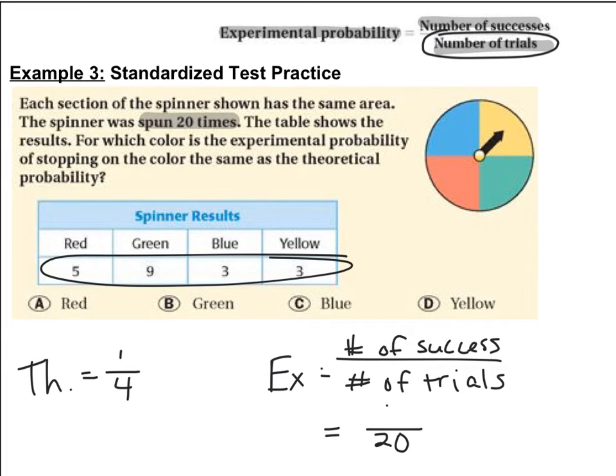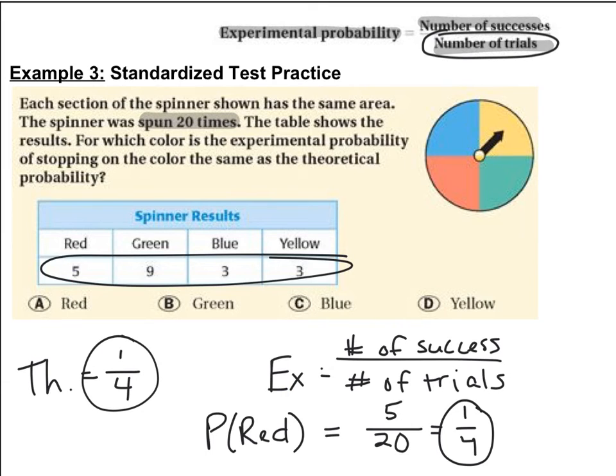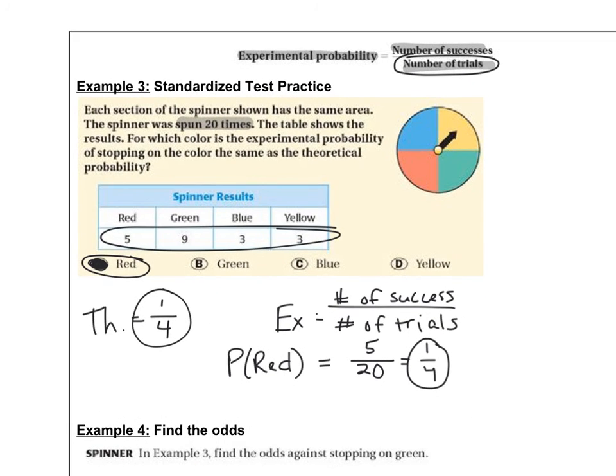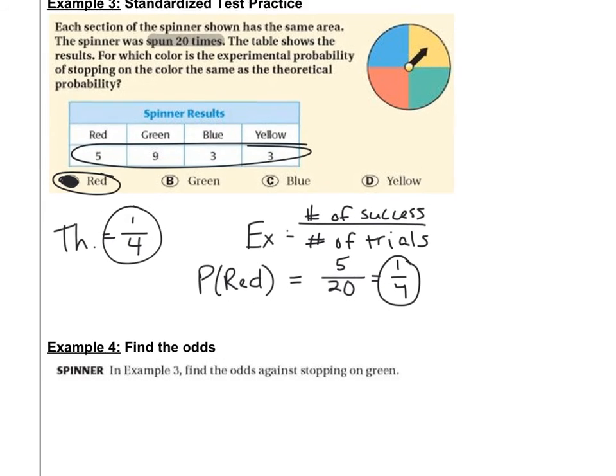If I take 5 over 20, 5 goes into 20 4 times. We get a 1 over 4. Oh, lucky guess on the first time. The probability of red in this case would be 5 out of 20, which is 1 over 4, which is also its theoretical probability. So our answer here is red. Again, experimental probability: how many times did it happen over the total number of times you attempted it? Okay, so that's the little difference between experimental and theoretical.